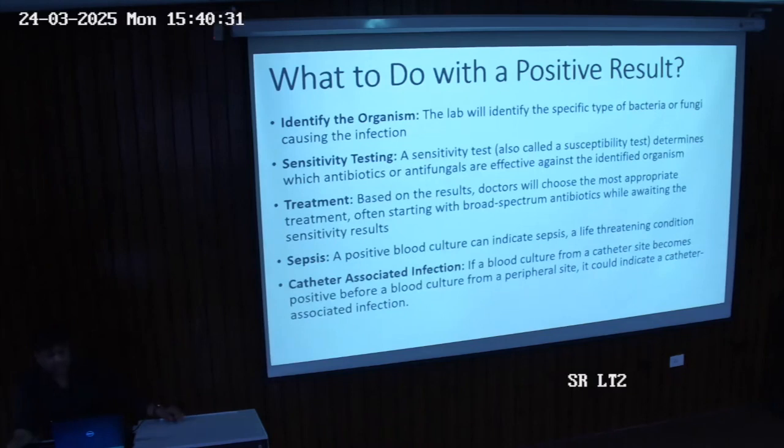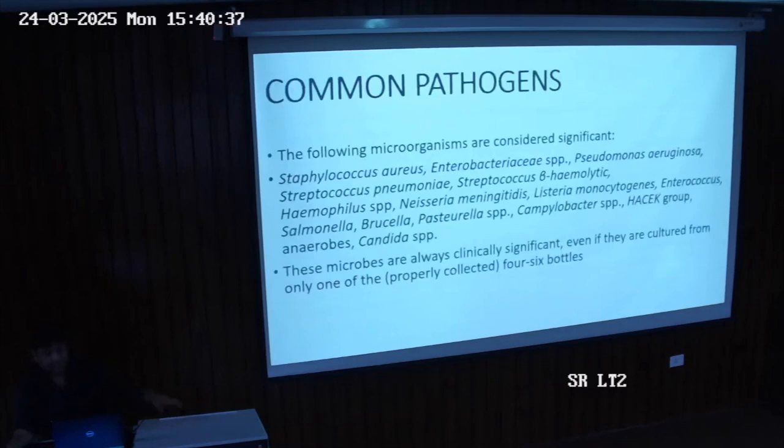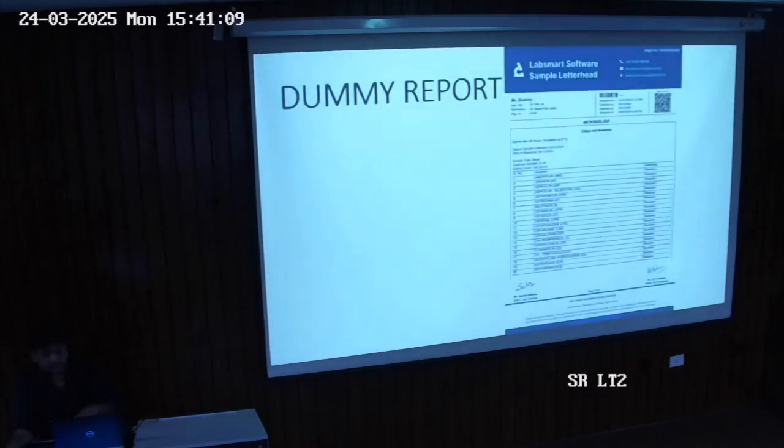So a positive blood culture can indicate sepsis, a life-threatening condition. Common pathogens are the following: Staphylococcus aureus, Pseudomonas, Streptococcus pneumoniae, Streptococcus beta hemolyticus, Listeria, Enterococcus, Salmonella, Brucella, Pasteurella, HACEK group, and usually in the fungal there is Candida. Anaerobes are rarely seen. Micrococci are usually clinically significant even if they are cultured from only one of the 4 or 6 bottles. So reports come in this form.